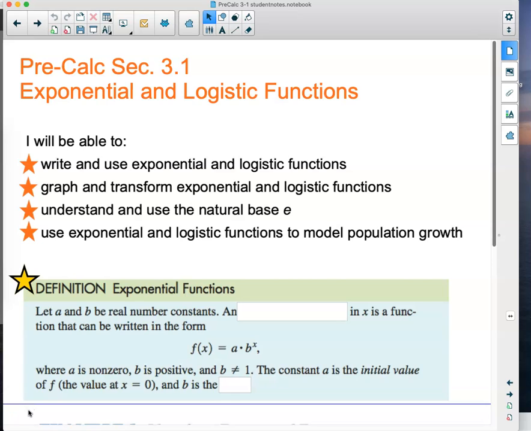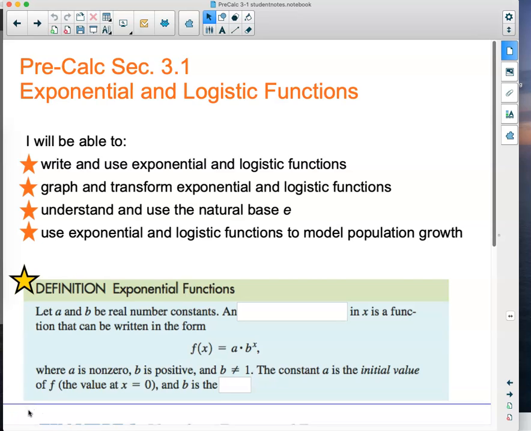But we're continuing on with section 3.1. We've already spent a couple of days on this, so we have to finish this up today. And we're writing and using exponential and logistic functions, graphing and transforming exponential and logistic functions, understanding and using the natural base e, and then using exponential and logistic functions to model population growth. So these are all of our objectives, and every problem really has a mixture of these in it. It's not like we can say, problem number 2 will cover understanding and using the natural base e. Everything is kind of linked together.